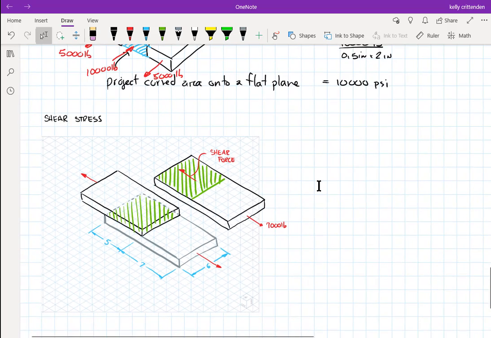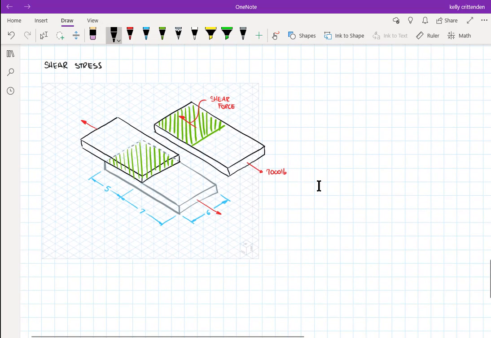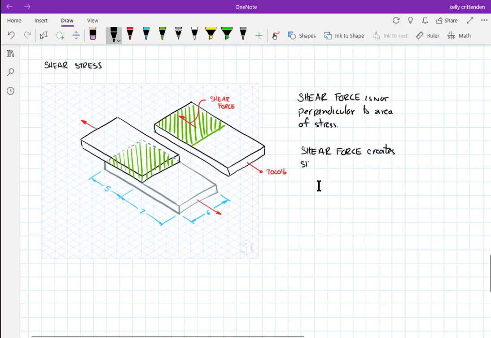So shear forces don't create axial stresses. They create shear stresses. So a shear force is not perpendicular to the area of stress, the area that you're dealing with right now. And shear forces create shear stresses. And that's important because it's a different strength. Shear force creates shear stress.